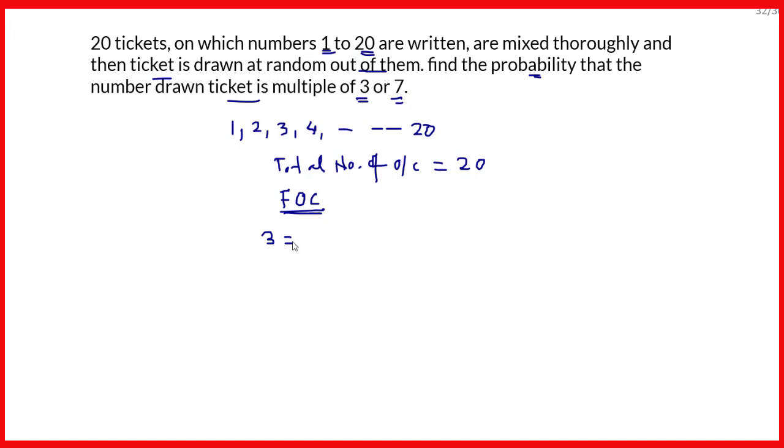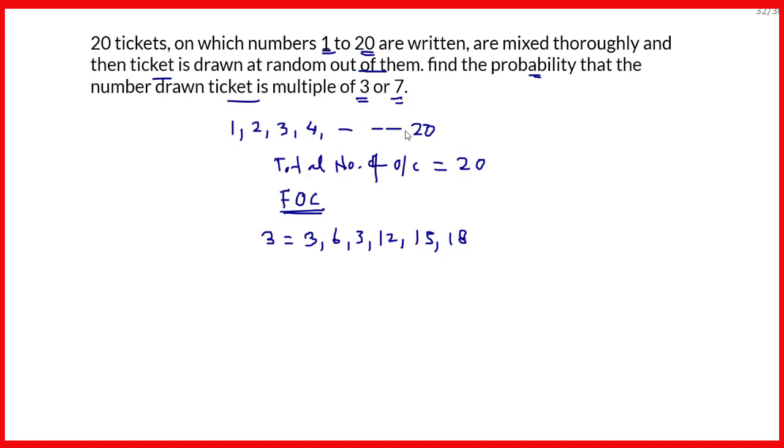It should be a multiple of 3 or a multiple of 7. So the multiples of 3 will be which numbers? 3 ones are 3, correct? 3 twos are 6, 3 threes are 9, then 3 fours are 12, 3 fives are 15, 3 sixes are 18, and 3 sevens are 21.